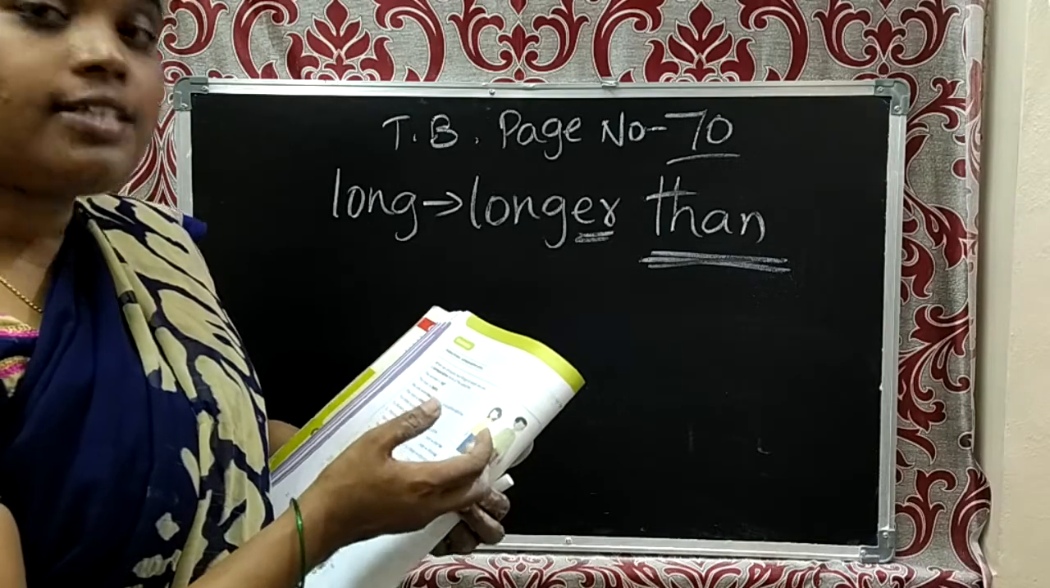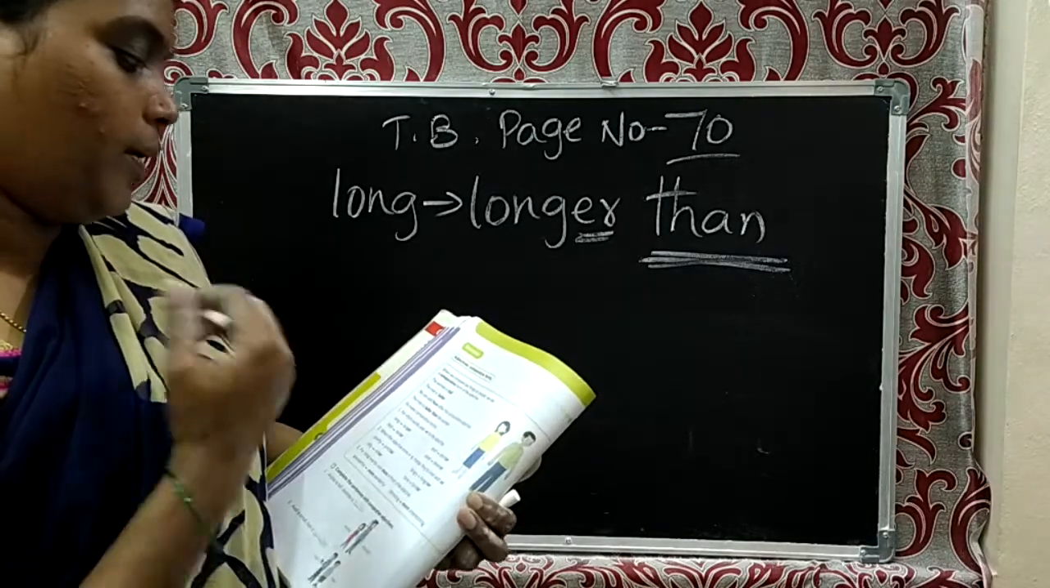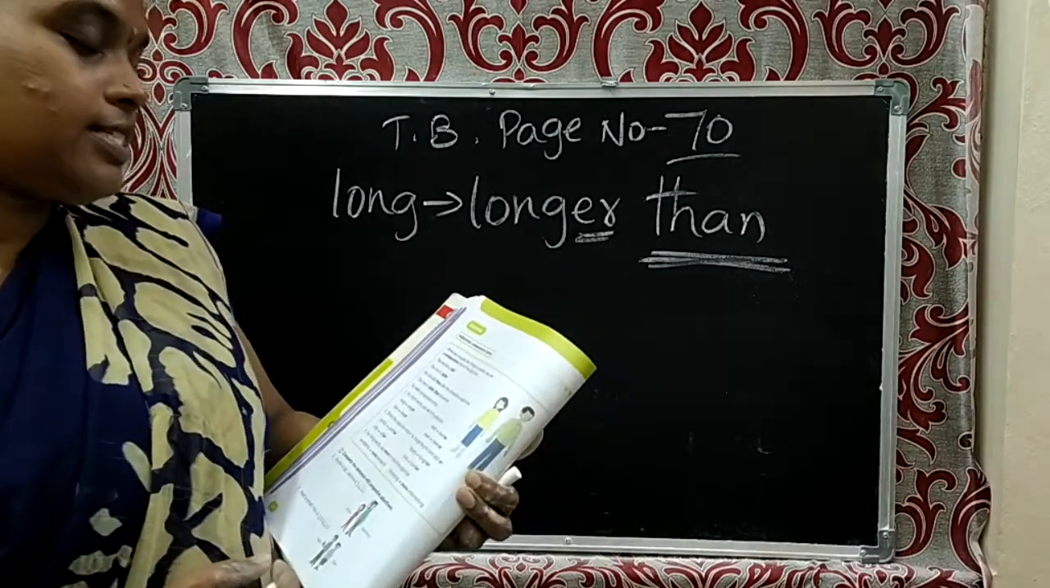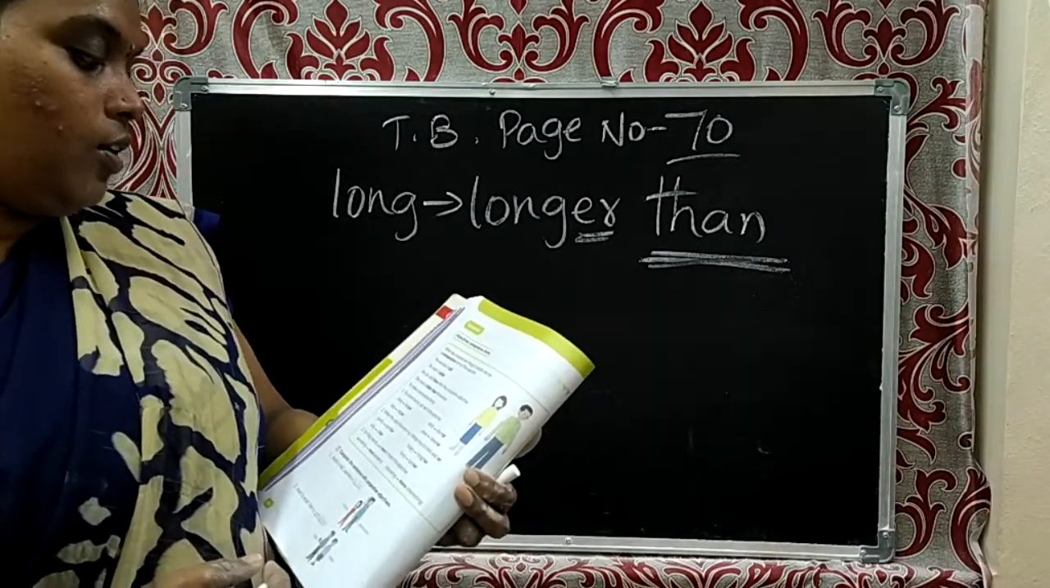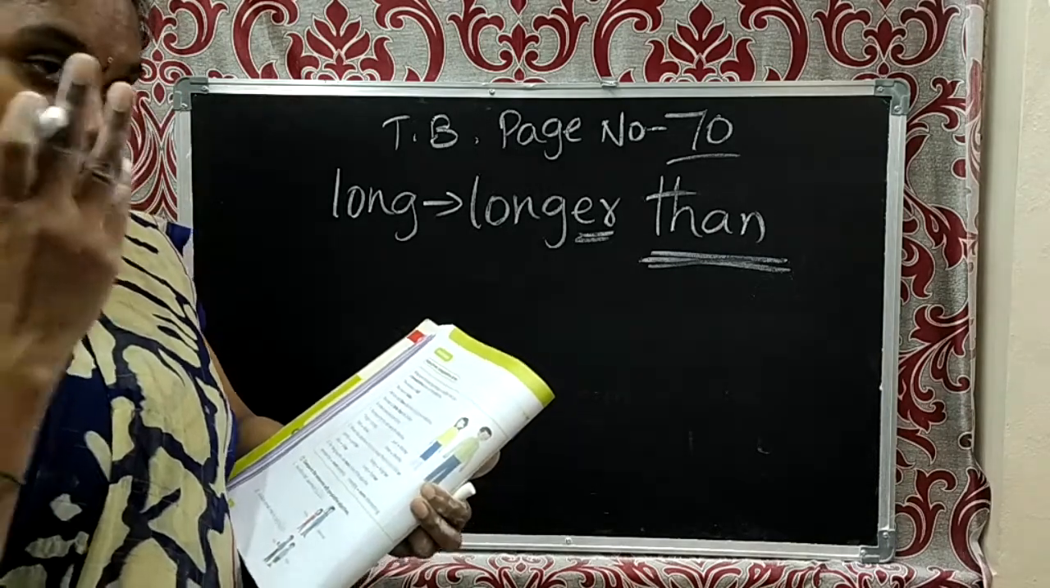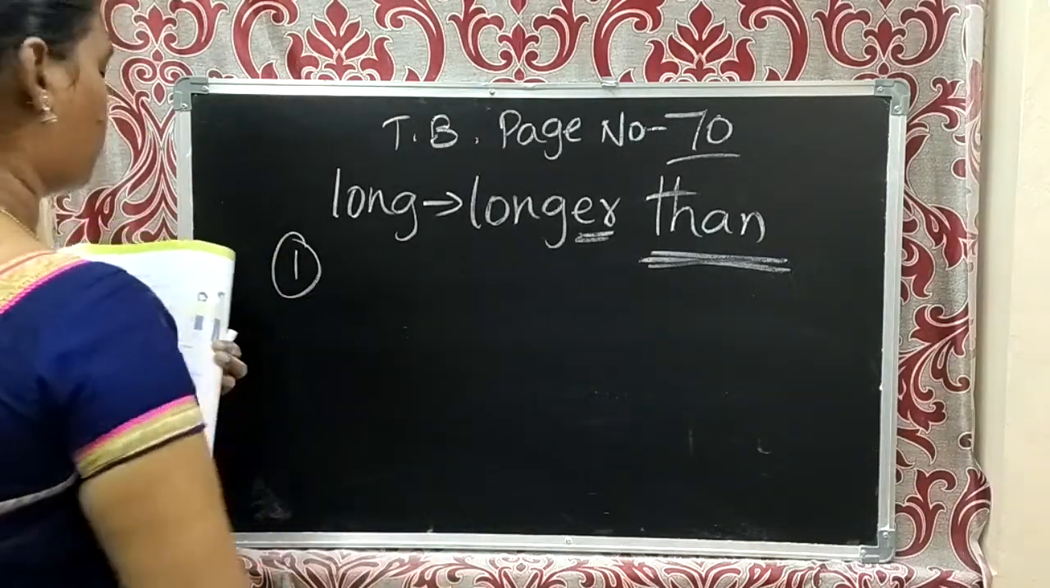Here, the man is taller than the woman. We can add than after the comparative adjective. The man is taller than the woman. To make comparative forms, there are 3 rules. What are the 3 rules?